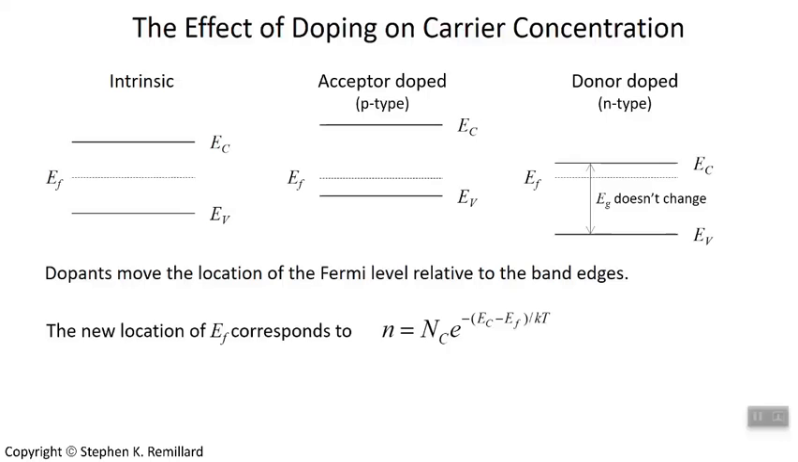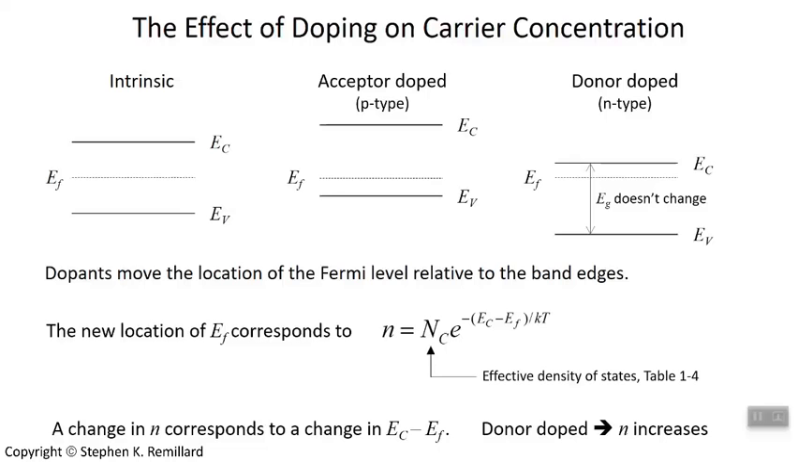So we have this expression for the carrier density that we derived last time. In case of electron carriers, it's n sub c, which is the effective density of states, times this exponential, where the energy in the exponential is the difference between the conduction band edge and the Fermi energy. And n sub c comes from table 1.4. So what happens when you dope?